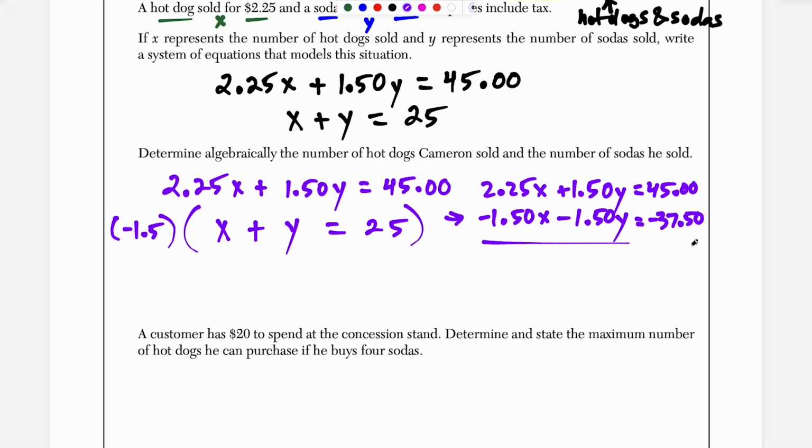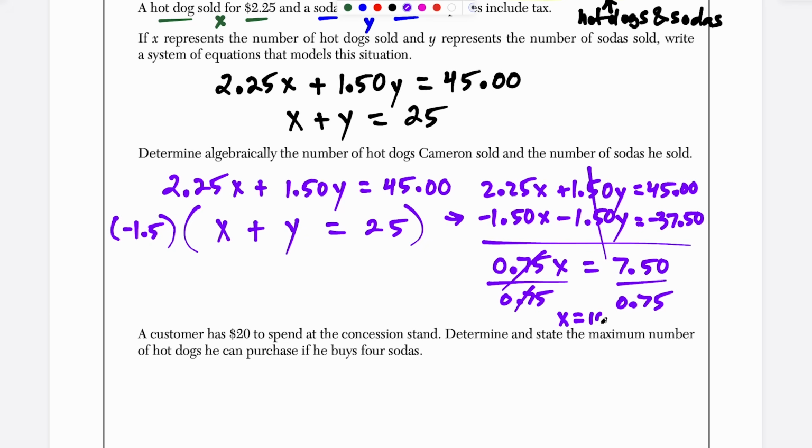And now we just go ahead and add these together. Okay, so we're going to add the equations together. And when we add them together, the 1.50y cancels the minus 1.50y. And if I do 2.25 minus 1.50, I get 0.75x. And now this is going to equal, if I do 45 minus 37.50, I get 7.50. And now all I have to do is divide both sides by 0.75. We just work this out and we get x equals 10. Okay, 7.5 divided by 0.75 is 10. So this tells us that x is equal to 10.